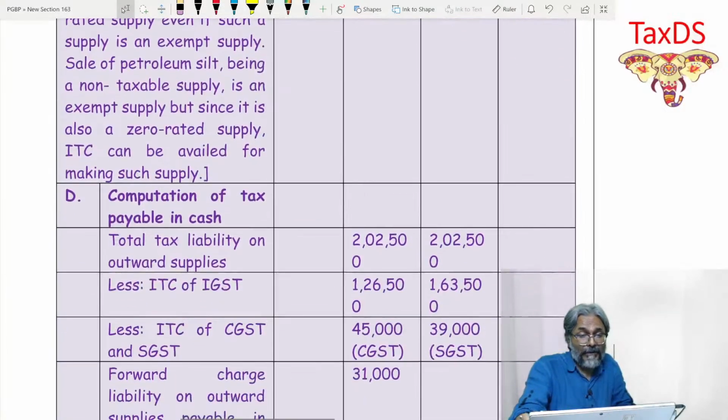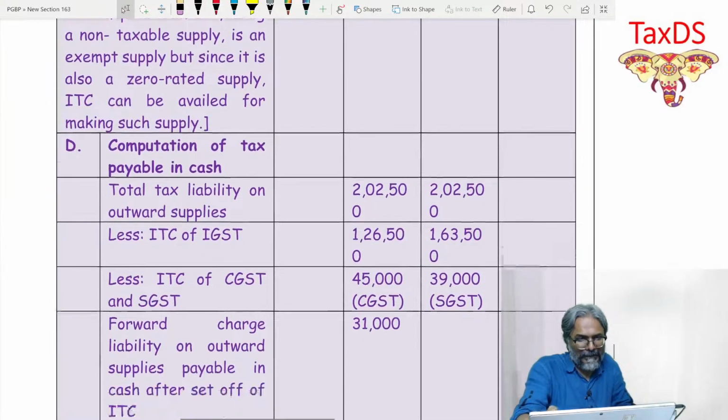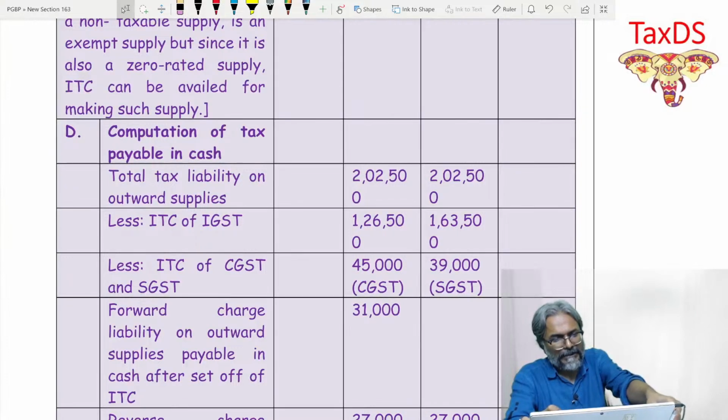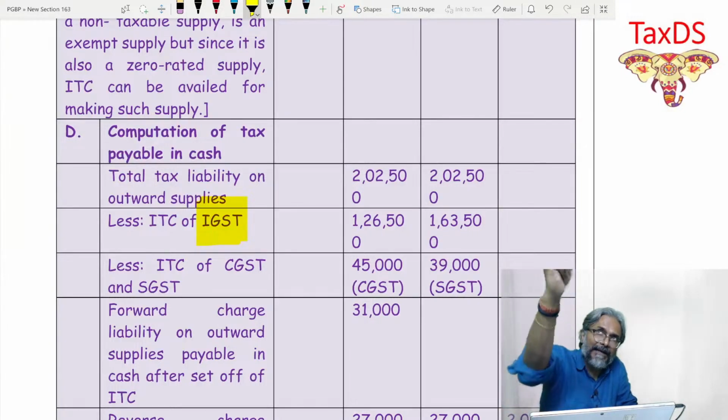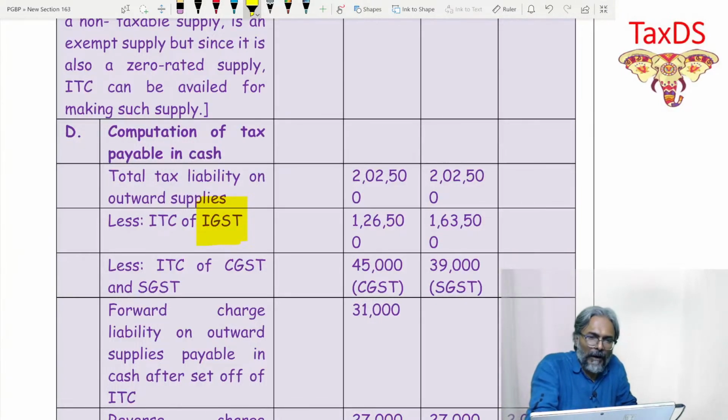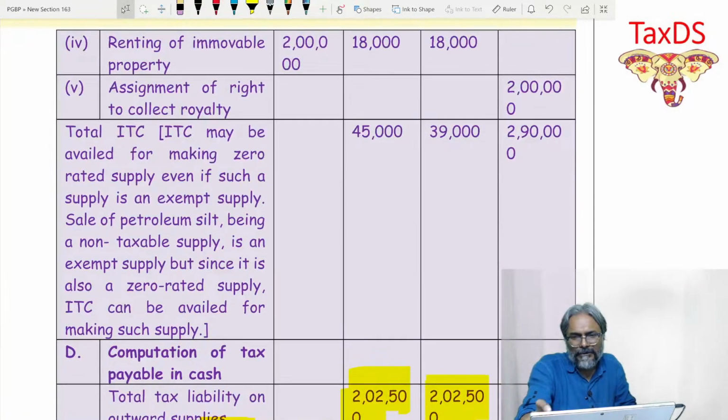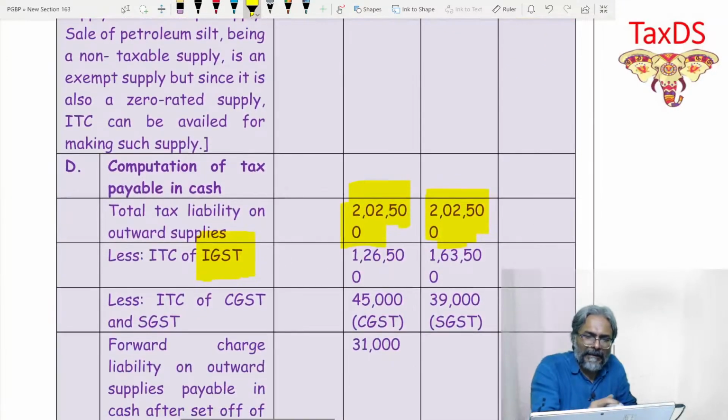Now the computation of tax payable in cash. Now see how we are going about it in this context. First, I need to cover up the IGST part. On the outward side, there is only one liability, students. Outward liability, there is only CGST and SGST. And I told you already that I will first use my IGST credit. Here in this question, students, your IGST credit is so huge that you will be in a position to adjust the maximum through your IGST itself.